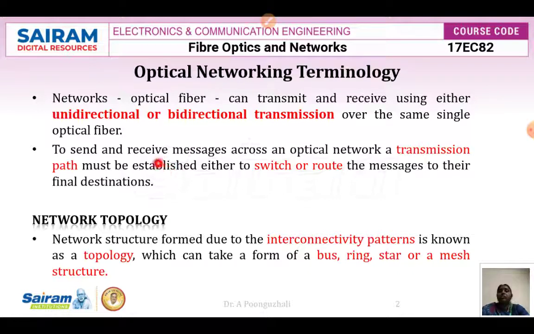So if I want to send and receive messages across the optical network, we have to establish a transmission path to switch or route the messages to their final destinations. So here, network topology. Network topology is nothing but the network structure formed by the interconnection of various nodes. The topology can take the form of a bus, ring, star or a mesh structure.